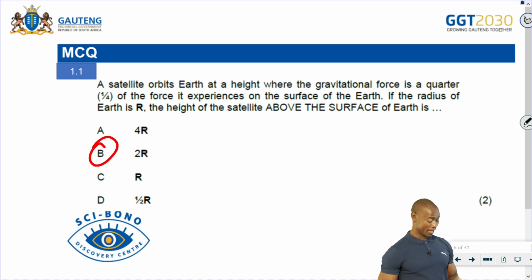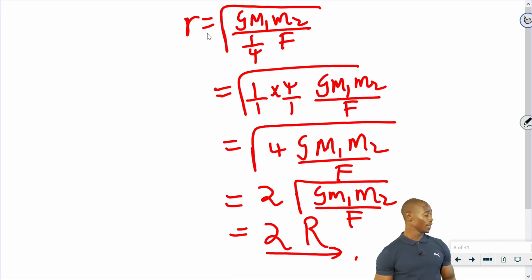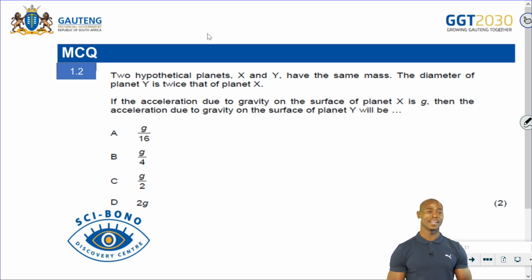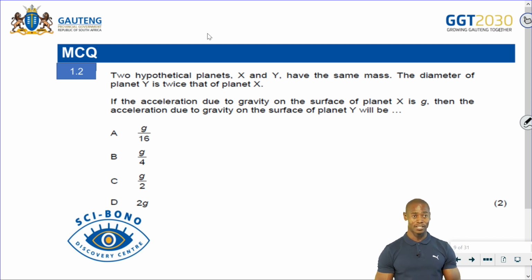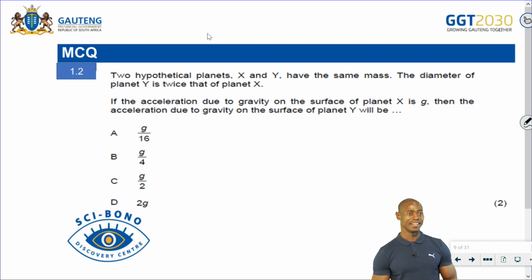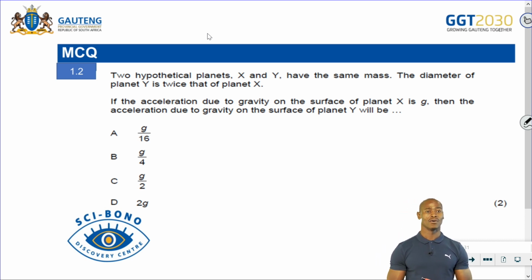All right. Then let's look at the second one. The second question: two hypothetical planets X and Y have the same mass. The diameter of planet Y is twice that of planet X, right? So they're talking about the diameter here. If the acceleration due to gravity on the surface of planet X is g, then the acceleration due to gravity on planet Y will be, so on planet X, right?